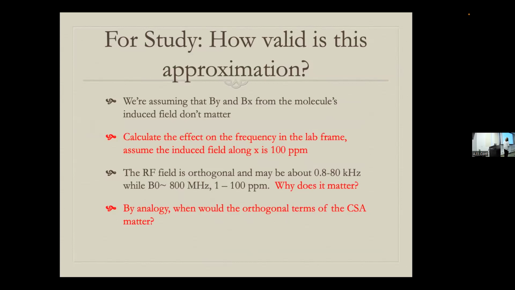The RF field is orthogonal, and it is also much, much smaller than the main field. But we know that it does matter. It's orthogonal and much smaller, and it matters. Why is that? Why does the RF field matter if it's along X and it's small? Even though its magnitude is orders of magnitude smaller, it oscillates at a frequency which is close to the Larmor frequency. It is resonant. It is resonant.